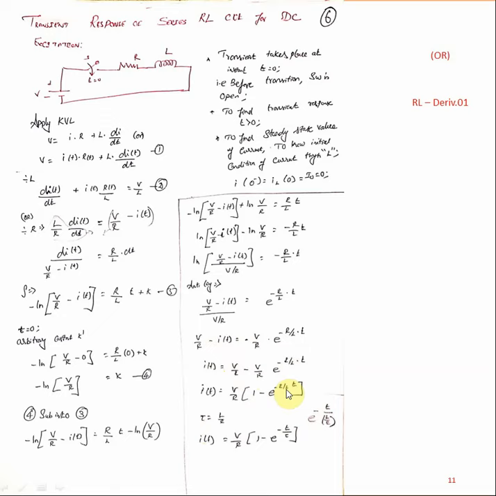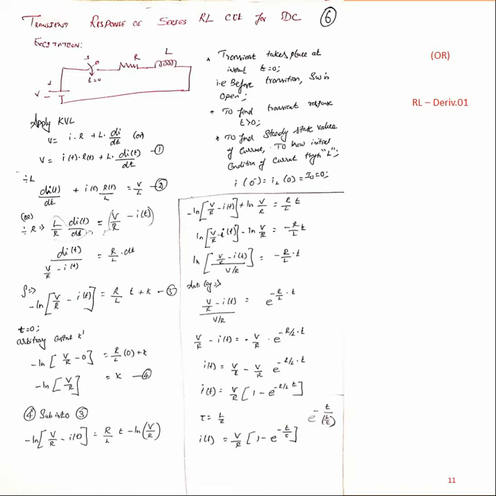See, here R by L is there, but tau is equal to L by R. So 1 divided by L by R is nothing but t divided by tau, so minus t divided by tau. So this is I of t. This is the method to find I of t. No problem, I will teach it, one second. Once I of t is found, what to do next?